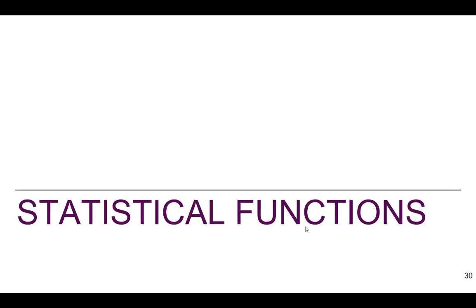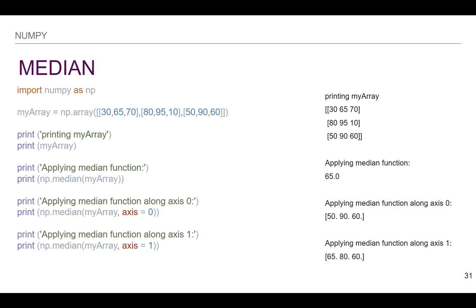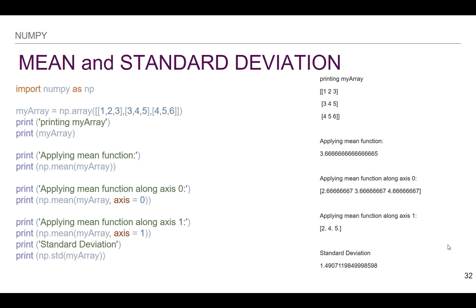The last topic of this lecture is statistical functions. In order to compute the median of an array, we call the median operation, and median is the middle value, and you can apply it on the whole array or on a particular axis, whether it's axis 0 or axis 1. Similarly, mean and standard deviation are operations available in NumPy and can be called on the whole array or along a particular axis.